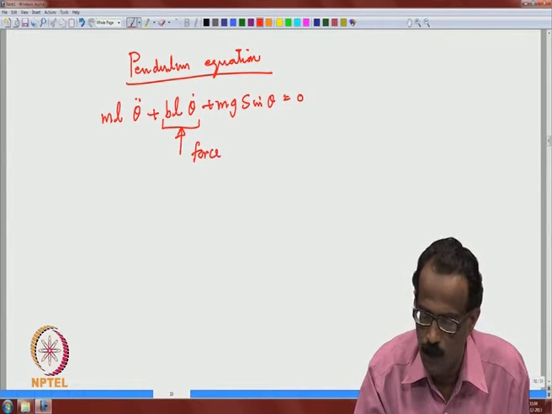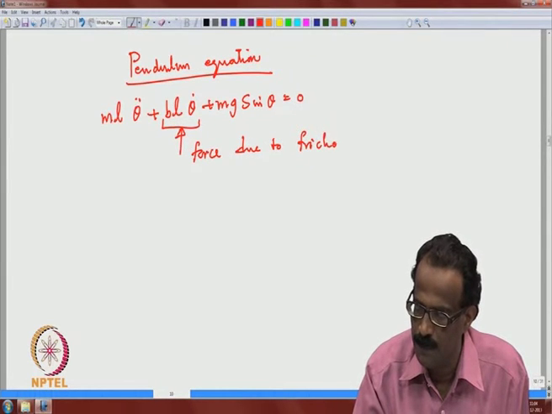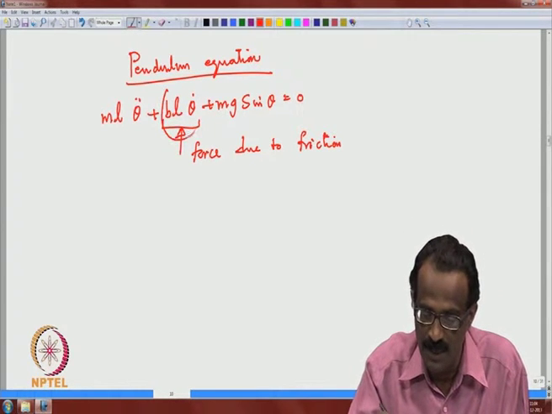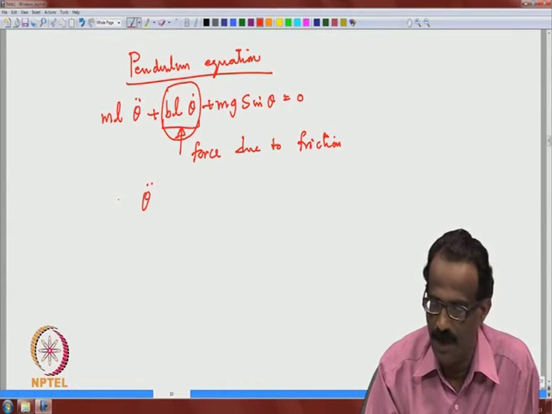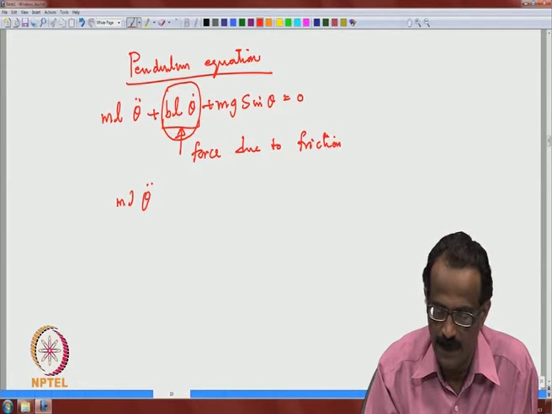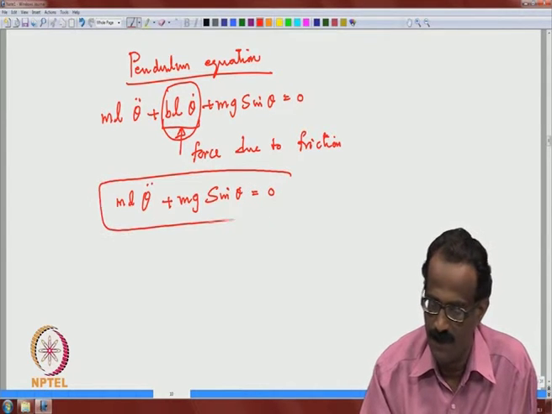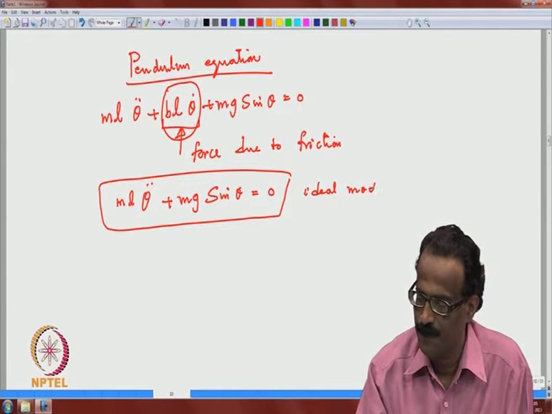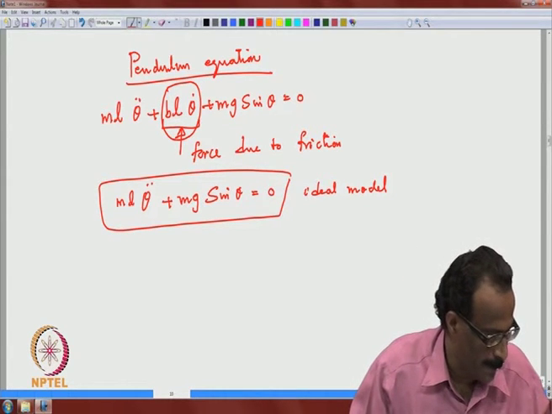Force due to friction. This term looks like a damping part. If this term is not there, and you write it in a simple form, say ml theta double dot plus mg sin theta, this is basically an ideal model, which we are going to study here.